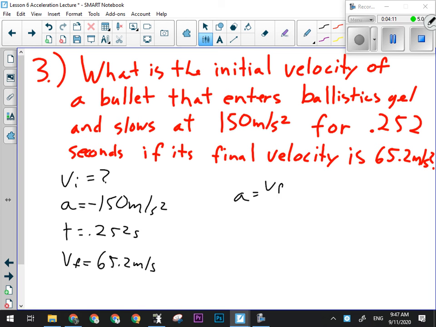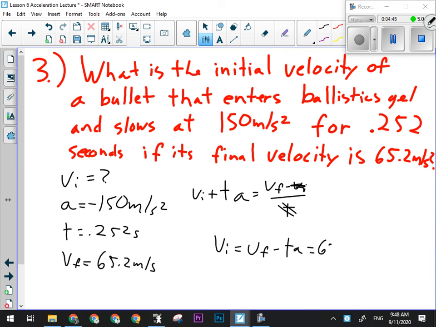Right, the one from Science 10: A equals VF minus VI over T. We were given T, we were given VF, and we were given A, so we're solving for VI. First I'm going to multiply both sides by T, then add VI so that it's positive, and then subtract T times A. So I'll be left with VI equals VF minus T times A. Are you with me there? In other words, final velocity minus the change in velocity gives me the initial velocity.